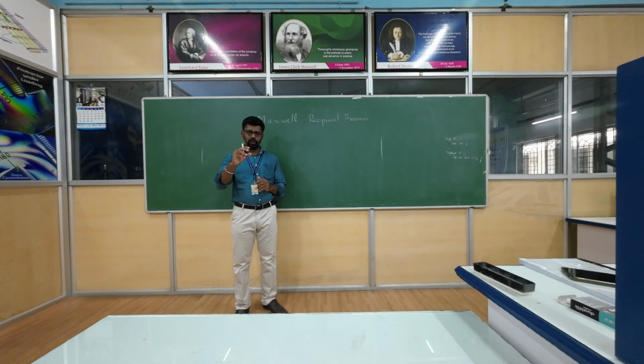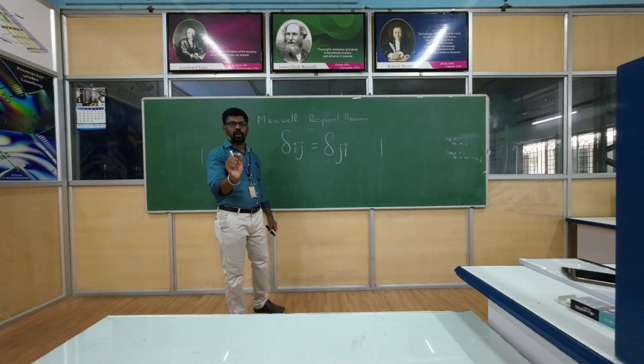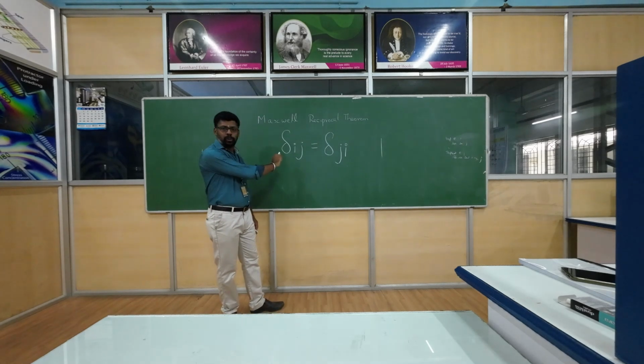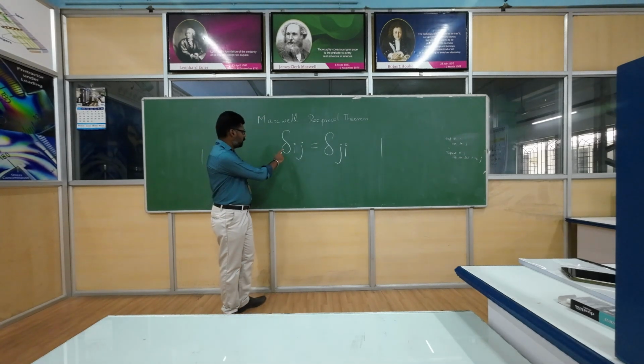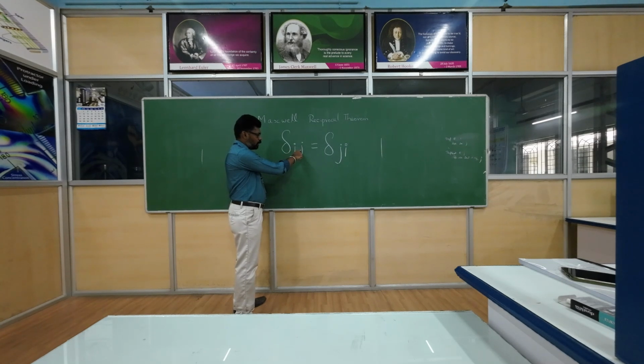To get a better understanding, let me give the formula. Just now I have told the theory of Maxwell's reciprocal theorem. Now, I am going to use the formula. Here delta, the symbol, indicates the deflection of the beam. Here i states the deflection at point i due to the load applied at point j. So this is called delta ij.